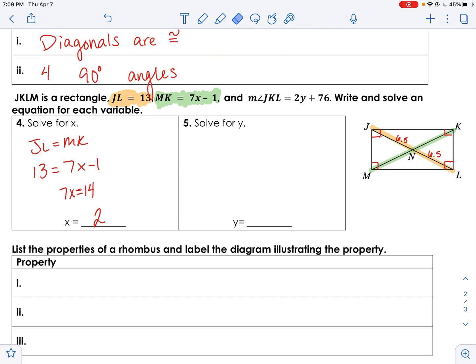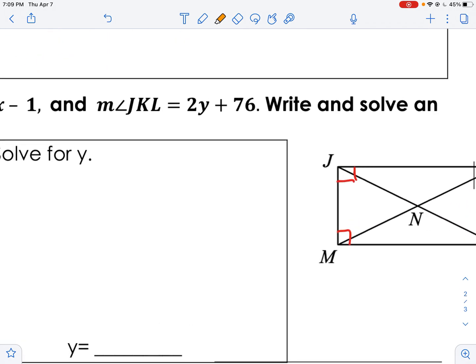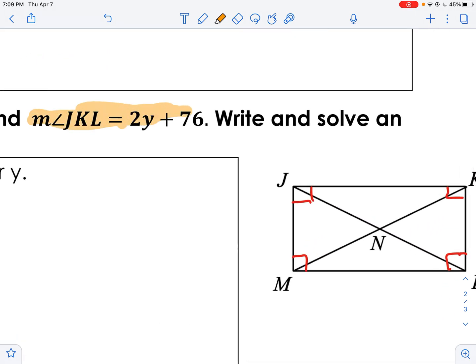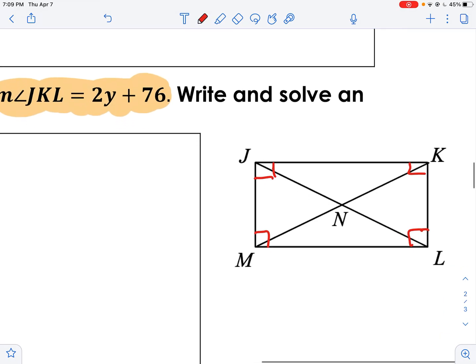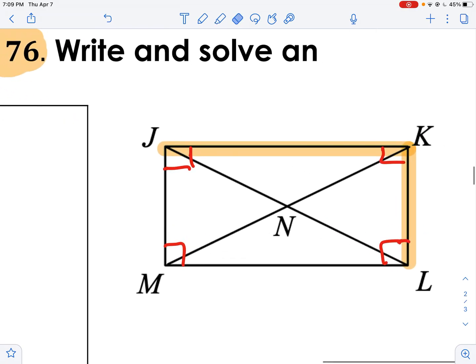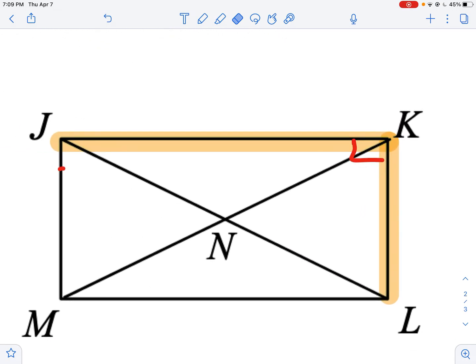Now solving for y, let me erase some of this extra information here. Solving for y, angle JKL. Now we also need to know how to name our angles, how to identify angles. Well, JKL, that means that I'm starting at J, I'm going to K, and I'm ending at L. So the angle that's really being marked in here is this one. That's angle JKL. So I start at J, my vertex, or the corner, is at K, and L is the other side of the angle. So I have the angle really at K.